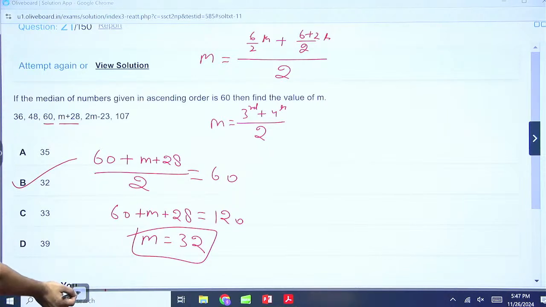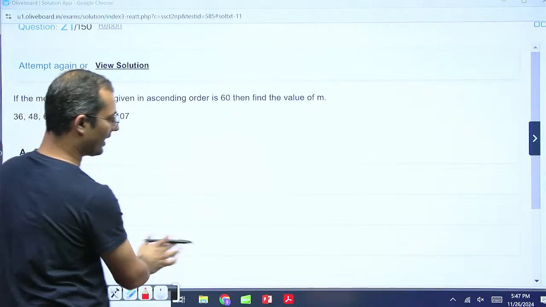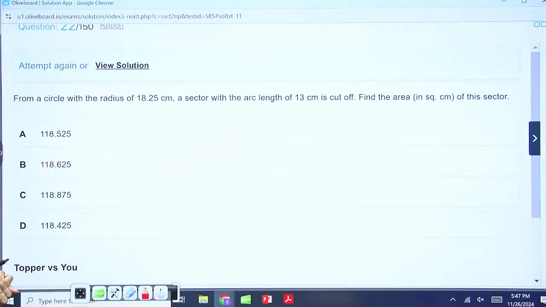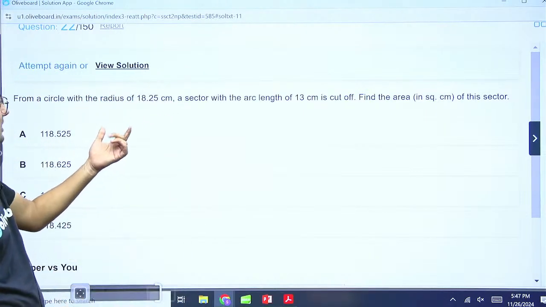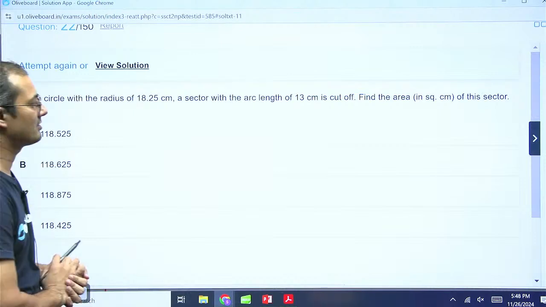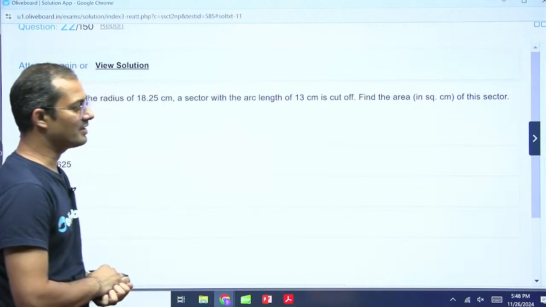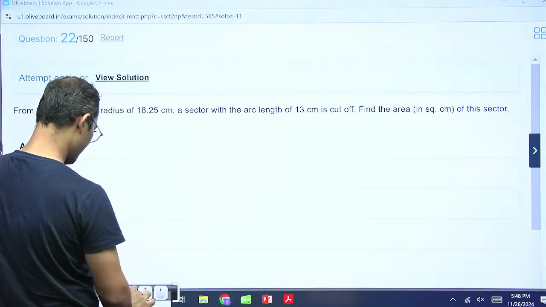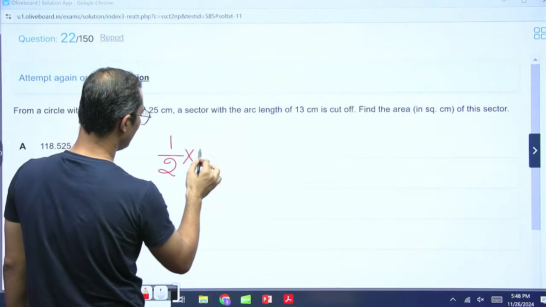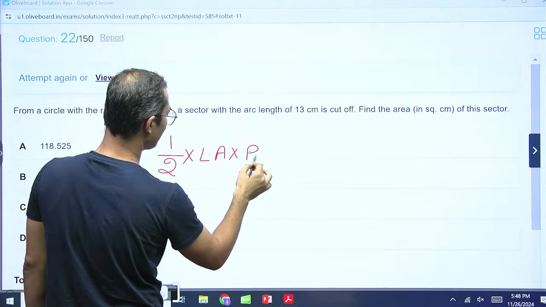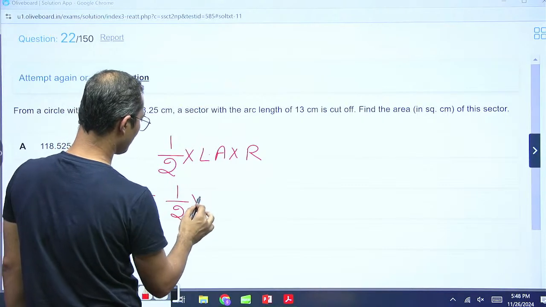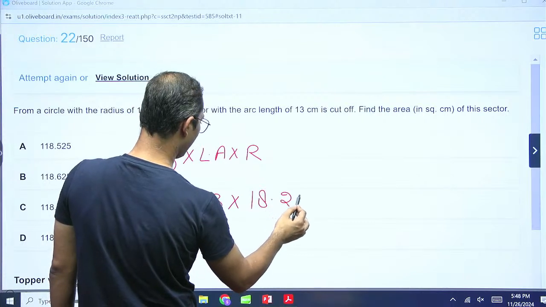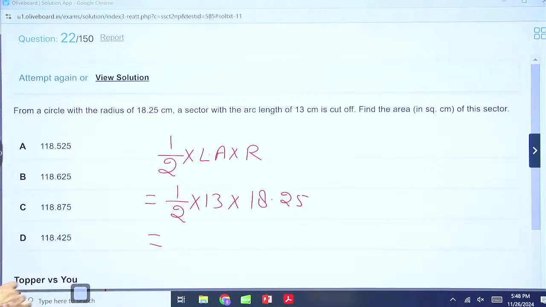So moving to next. Tell me what is the answer for this question. From a circle with the radius of this, a sector with the arc length 13 centimeter is cut. Find the area of the sector. See, the area of a sector is always given by 1 upon 2 into length of arc into radius. So 1 upon 2 into what is the length of arc? That is 13. And what is the radius? 18.25, right? So just solve this. Tell me what is the right answer.